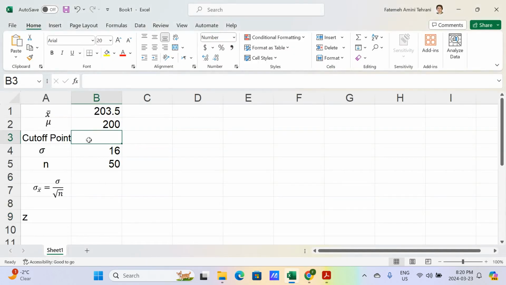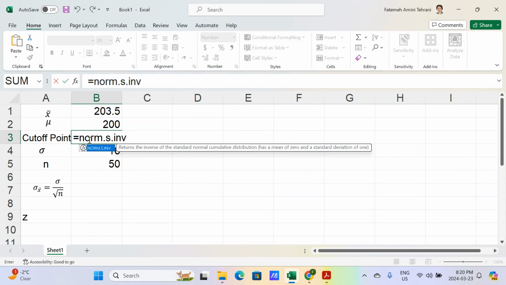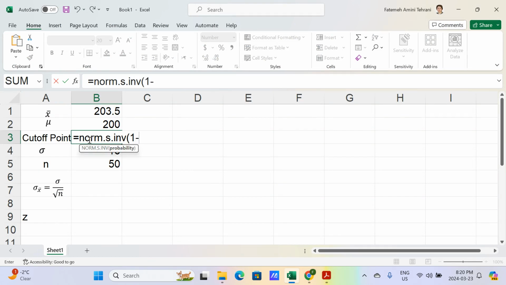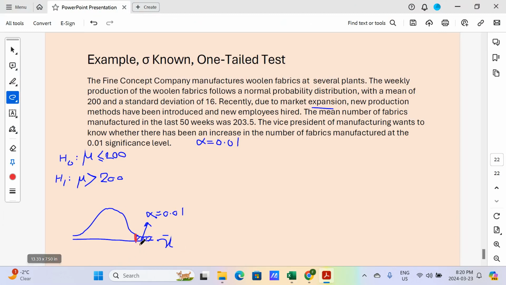Here I'm going to find the cutoff point by NORM.S.INV. But here I need the area on the left side of the cutoff point, 1 minus alpha, 0.01. So the cutoff point is 2.33. So this step is also done. We clearly identify the rejection region.